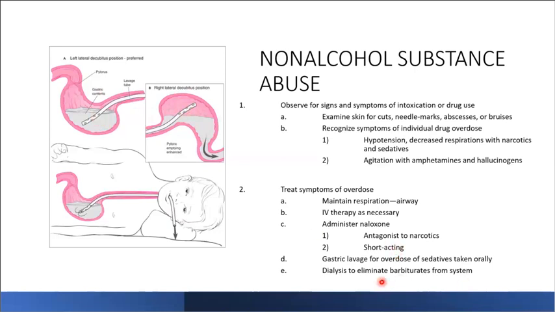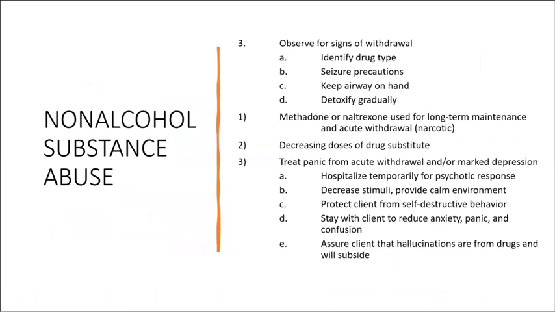Finally, we might need to carry out dialysis to eliminate the barbiturates from the system. We would also need to observe for signs of withdrawal in these clients. For example, you see the client will be sweating, there's agitation, panic and hallucination. So you want to identify the drug type that was used, institute seizure precautions, keep your airway adjuncts on hand, and also detoxify gradually.